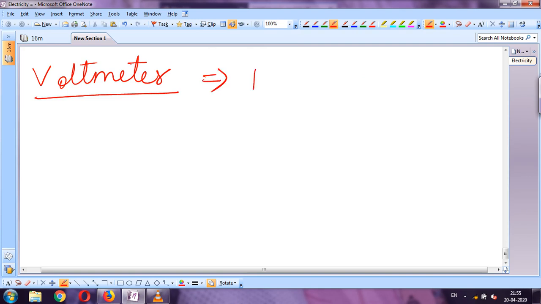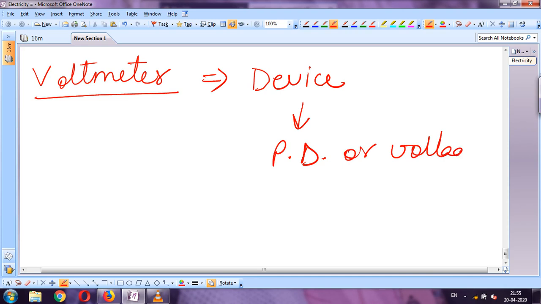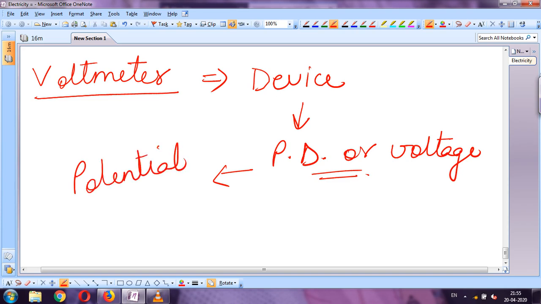After this we will talk about the voltmeter. What is a voltmeter? Voltmeter is a device. Now what type of device is it? This device can measure potential difference or voltage, you can say. Voltage is another name of potential difference. Also we can say that by voltmeter we can measure potential.